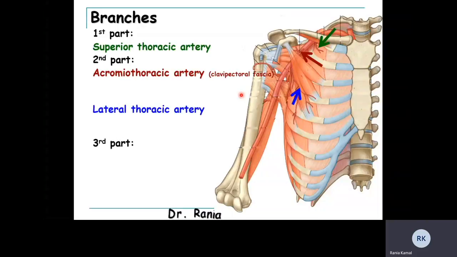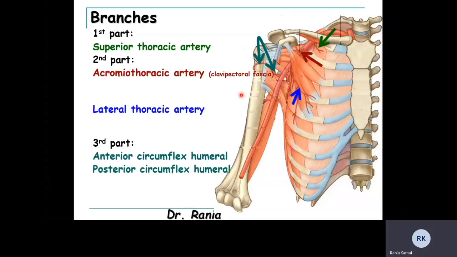The third part gives three branches: the anterior circumflex humeral and posterior circumflex humeral arteries, which run around or form an anastomosis around the surgical neck of the humerus, and also the subscapular artery. Let's move upward to the acromiothoracic artery.